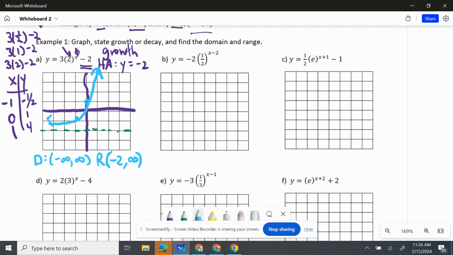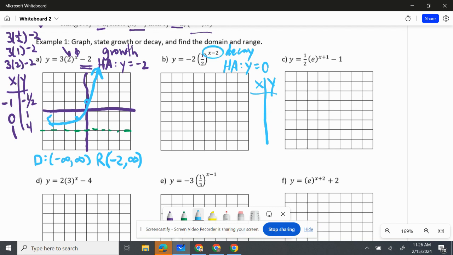Letter B, we're going to do the same thing. We see the 1/2. That tells us it's a decay problem. And our horizontal asymptote, we're not seeing a constant number, so we're going to put 0. When we're doing our XY chart, notice that it has a shift to the right.